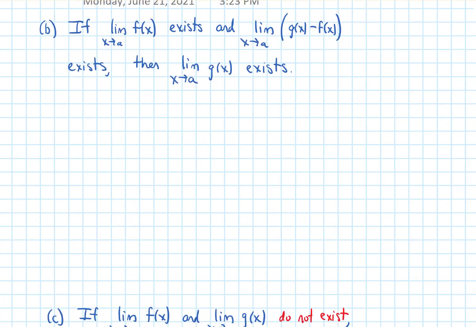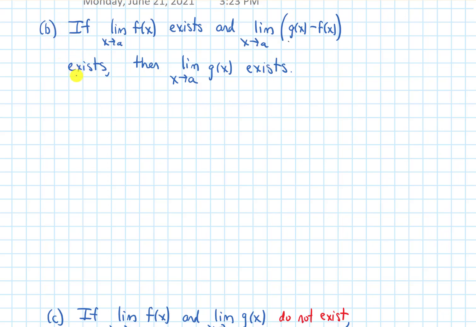All right, let's look at part B. This says, if the limit as x approaches a of f of x exists, and the limit as x approaches a of g of x minus f of x exists, then the limit as x approaches a of just g of x exists.